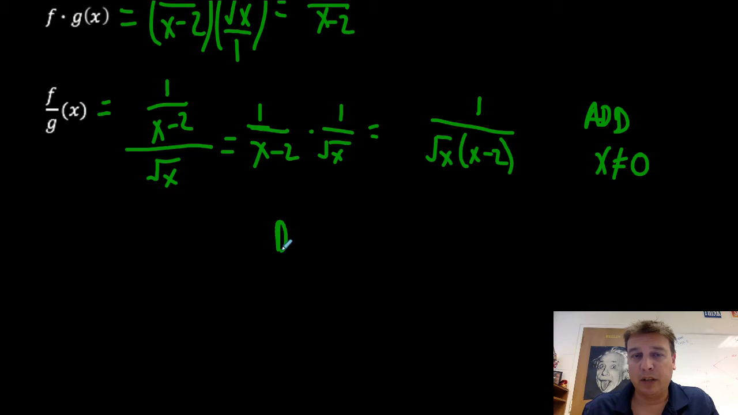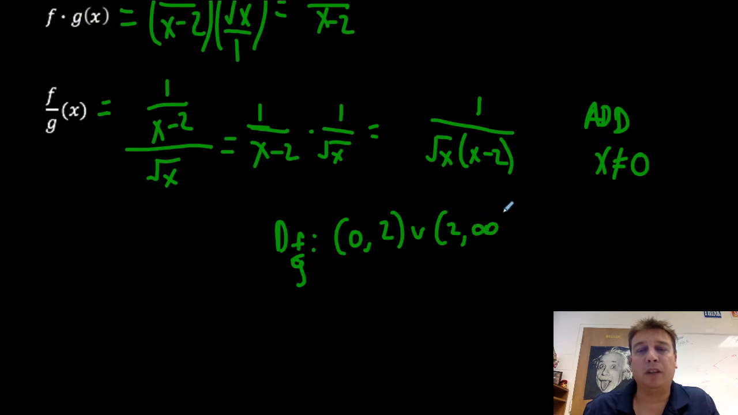So now my domain, the domain of f divided by g, is going to be: I'm at 0, but I'm not allowed to be there because that makes the denominator 0. I go as far as 2, union that with 2, and I'll go as far as infinity.